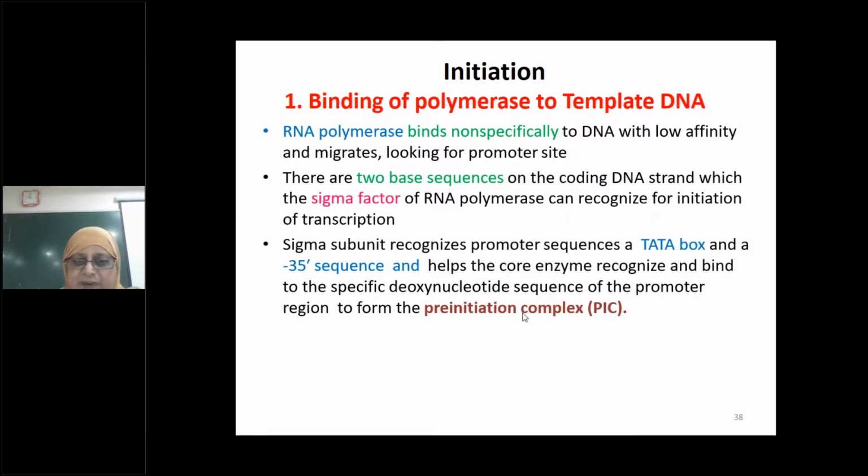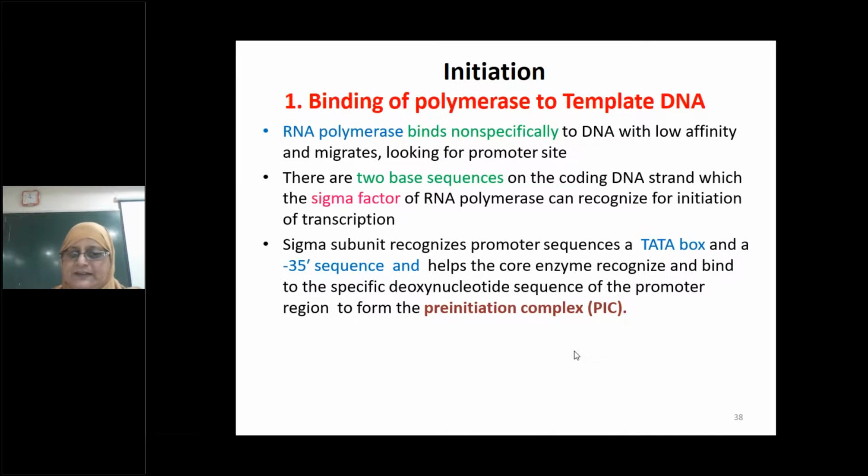So what are these two base sequences? This sigma will recognize the promoter sequences. They are the TATA box or Pribnow box and a -35 base pair sequence. These two are the promoter sites which the sigma subunit recognizes, and it helps the core enzyme to bind to the specific deoxynucleotide sequence of the promoter region to form the pre-initiation complex.